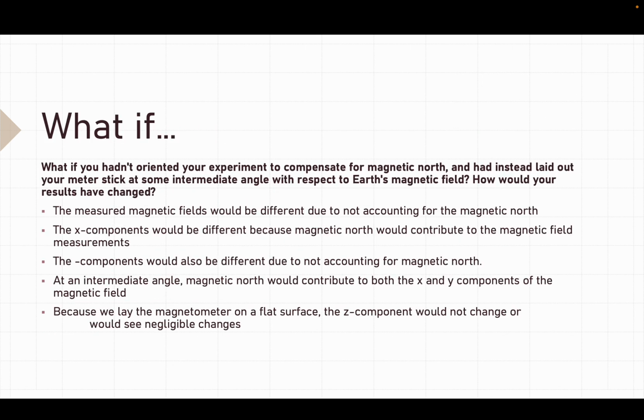So for our first what-if question, for the sake of time, I'm not going to read the question, I'm just going to answer it. The measured magnetic fields would be different due to not accounting for magnetic north. The x component would be different because magnetic north would contribute to the magnetic field measurements. The components would also be different due to not accounting for magnetic north. At an intermediate angle, magnetic north would contribute to both the x and y components of the magnetic field. And since we're on a flat surface, the z component would not change.